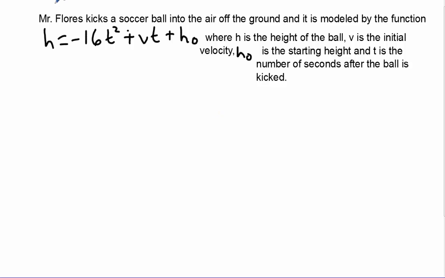Okay, and it starts off by saying Mr. Flores kicks a soccer ball into the air off the ground and is modeled by the equation h equals -16t squared plus v of t plus h sub 0. Okay, where h is the height of the ball, v is the initial velocity, h sub 0 is the starting height, and t is the number of seconds after the ball is kicked.